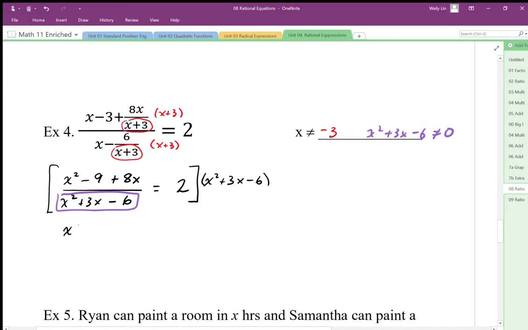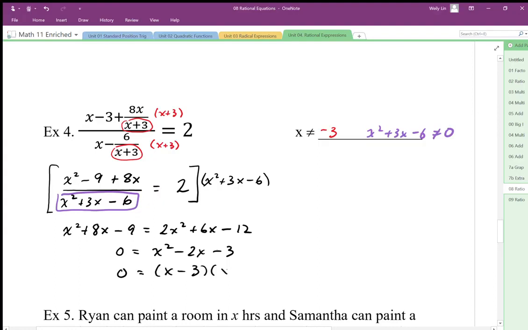So I end up with x squared plus 8x minus 9 is equal to 2x squared plus 6x minus 12. Okay, make it equal to 0: subtract x squared from both sides, subtract 8x from both sides, add 9 to both sides. Okay, and I end up with x squared minus 2x minus 3. Now this is solvable by factoring. Okay, so I can factor. My factors don't conflict with any of my restrictions here. So I end up with x is equal to 3 and negative 1. So these are my two solutions for this particular equation.